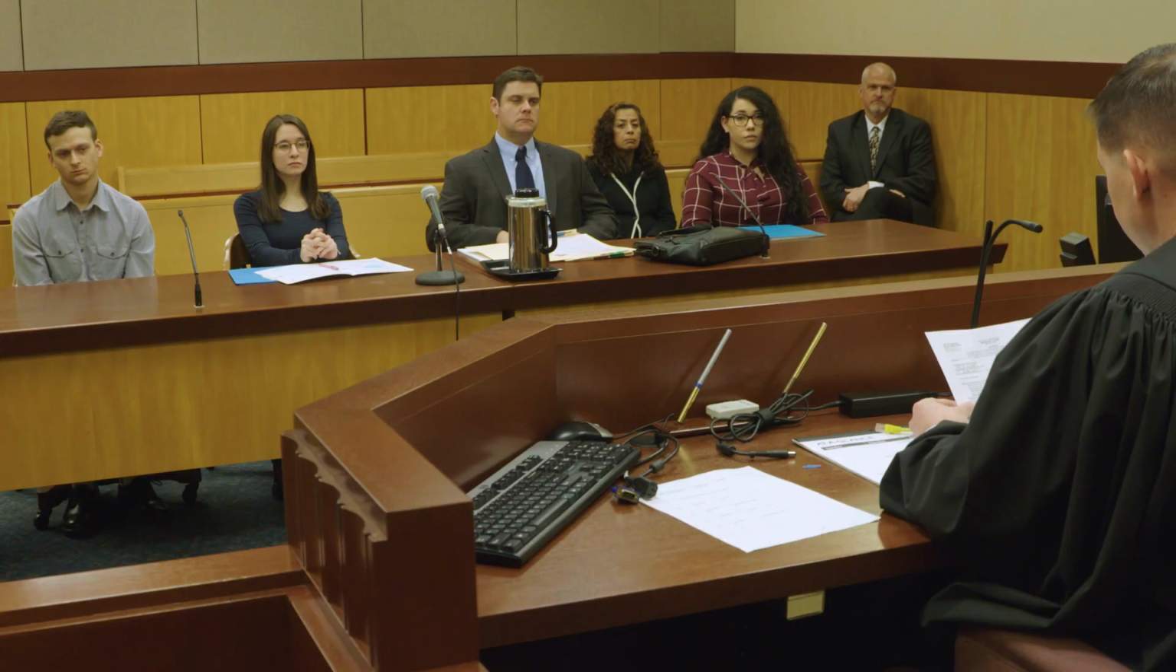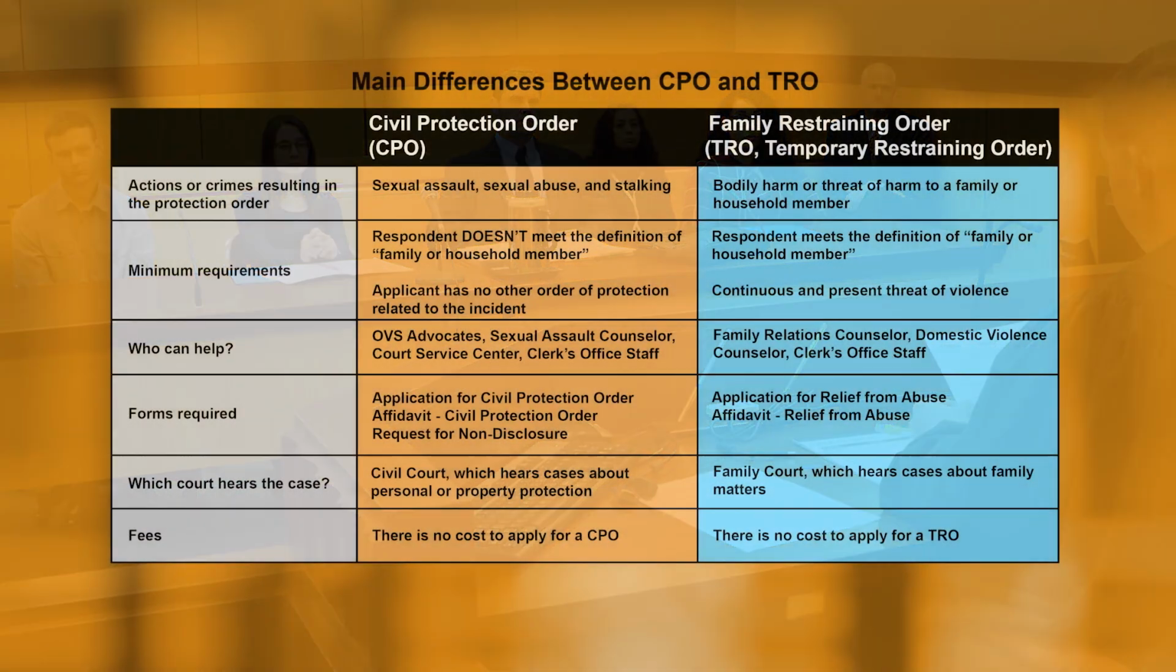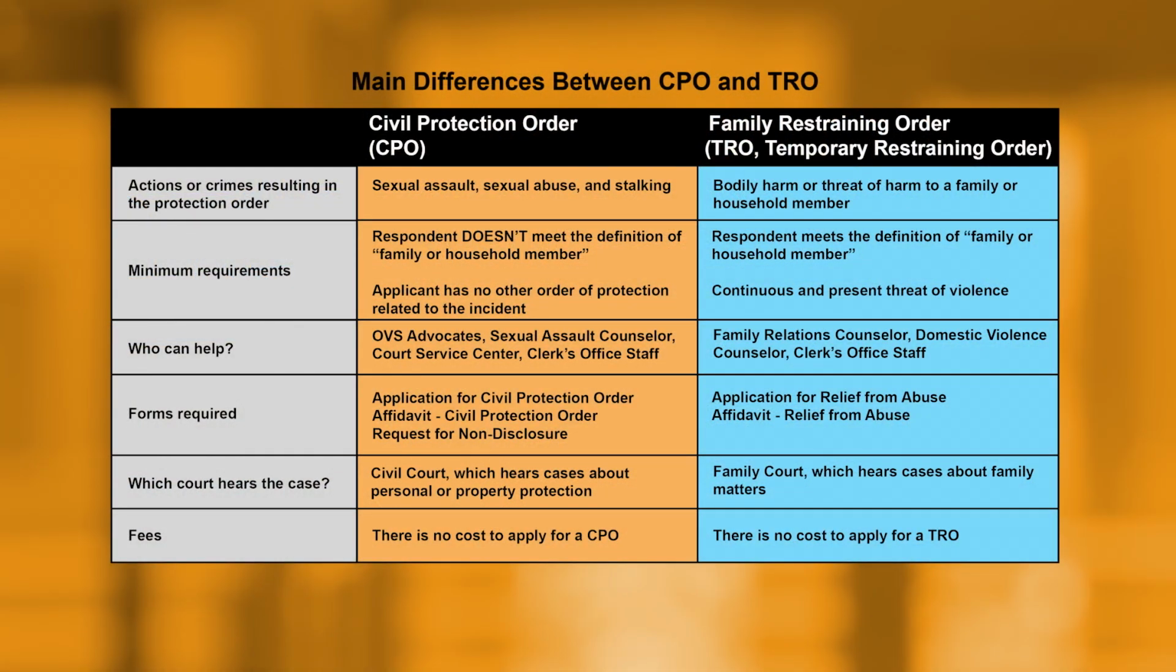Despite these similarities, there are some important differences between the two orders. TROs and CPOs are issued by different courts. They're used to protect applicants from different types of crimes or actions, and there are different offices and agencies that help the applicant file for the order and advocate on behalf of the applicant.